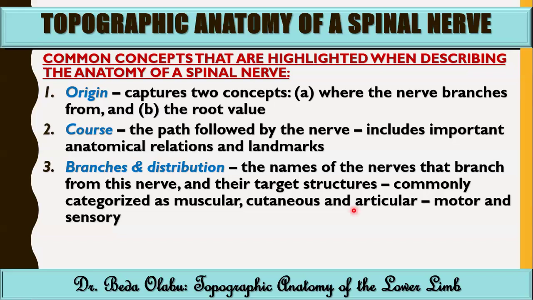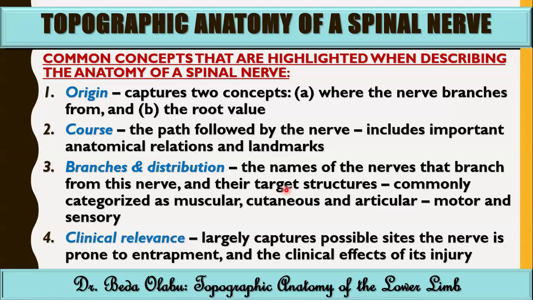We need to hear, we need to see that you understand that a particular nerve has some branches which are named. And if they're not, it's fine. If they're named, you tell us the names and what structures they supply in that distribution.